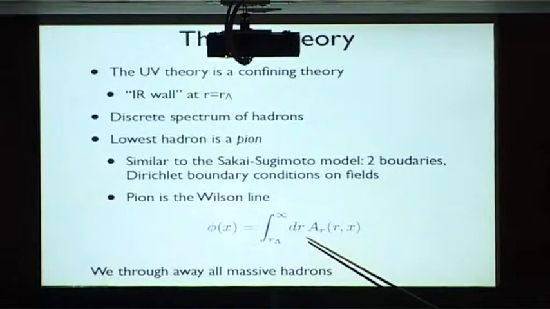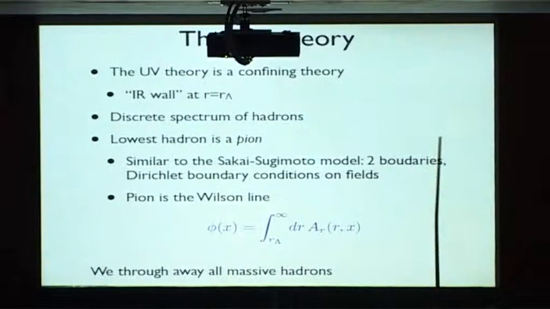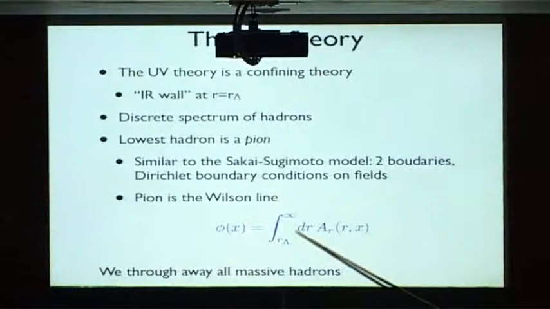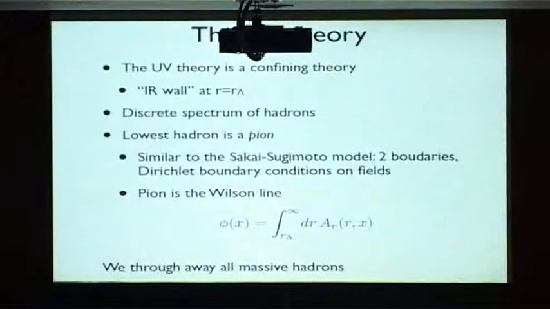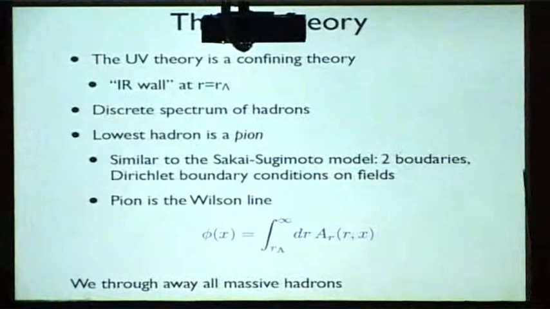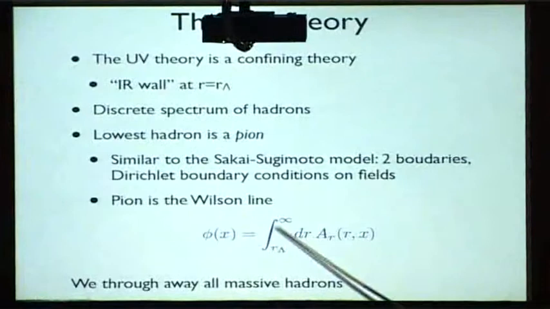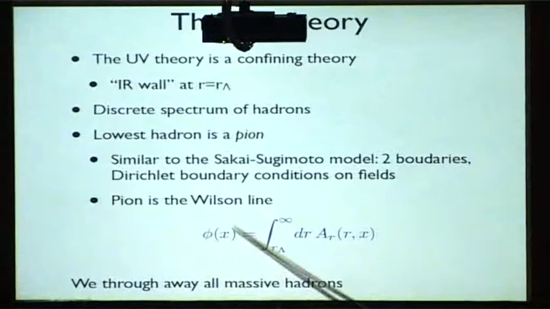So in our case, if we take the integral of the radial direction of A_r from the real boundary of AdS space to our artificial boundary, then we will get some quantity that is invariant under gauge transformations that do not change the boundary conditions at the two boundaries. So this is the gauge invariant quantity, and one can convince ourselves that this is the massless pion, like in the Sakai-Sugimoto model.